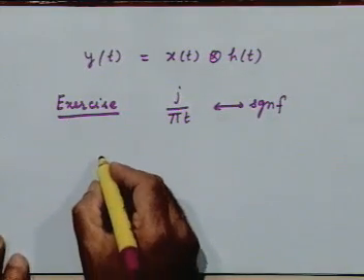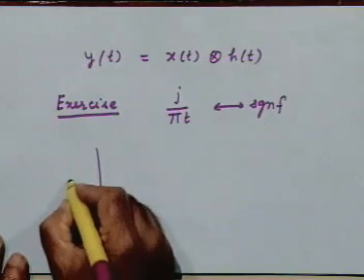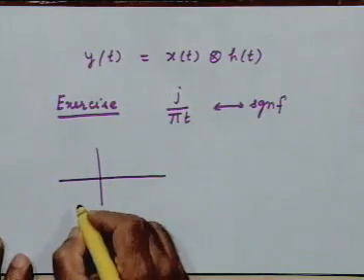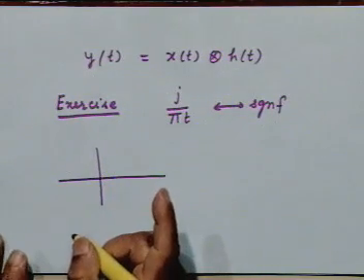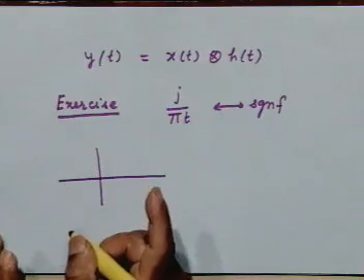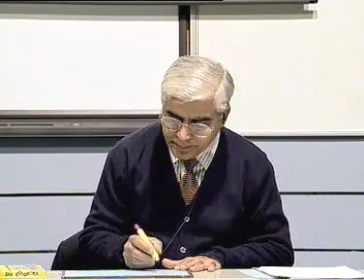To prove this, I'll just give you a hint. Don't start with the signum function directly, because you will have a problem. It does not satisfy the Dirichlet condition directly. It's a constant amplitude signal, not a finite energy signal in the frequency domain. So you'll have a problem in doing it directly. So do it slightly indirectly.